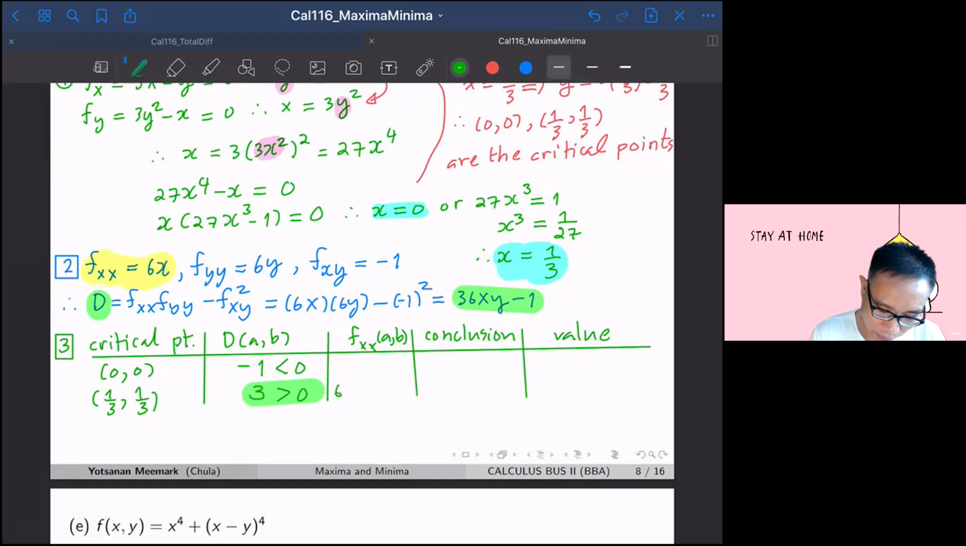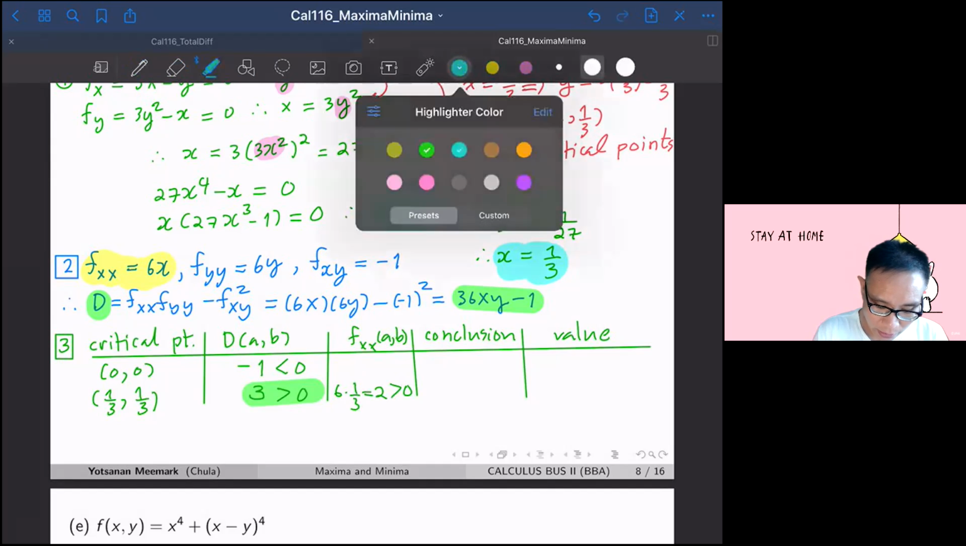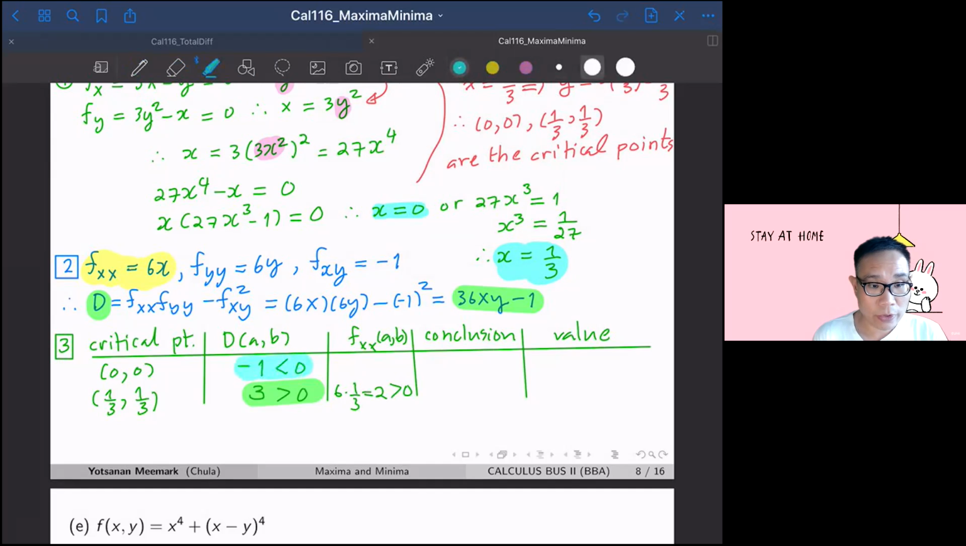So it's 6 times 1/3 equal to 2, positive. Okay, and here it's going to be negative. So for negative, you just conclude saddle point automatically without anything. So this guy will be just saddle point.